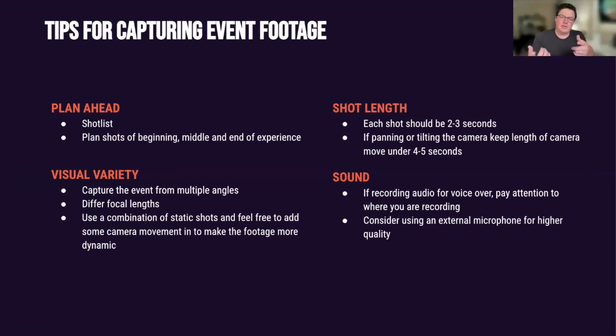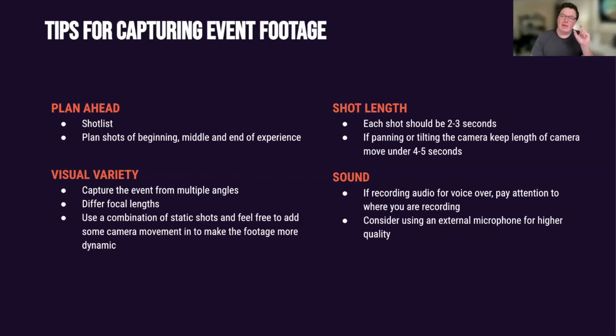And then that leads into visual variety, which is capturing your event from any angle you can think of. Also differing focal lengths. If you're using an iPhone or an actual camera, using different lenses, so wide shots and tight shots, and then using a combination of static shots as well as camera movement can really help as well. So pushing in or pulling out or tilting or panning, those things are really going to help in an edit and also help to keep these videos really visually dynamic.